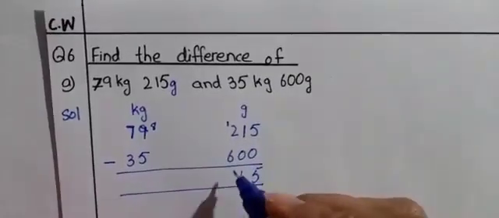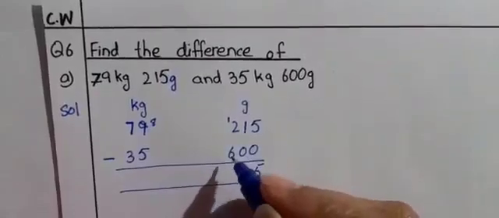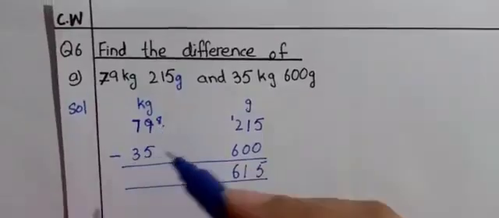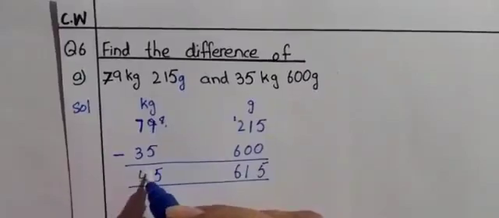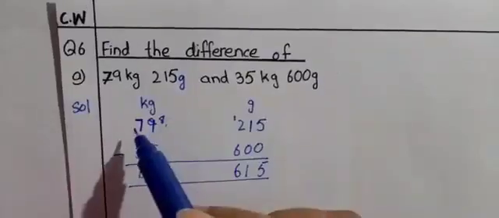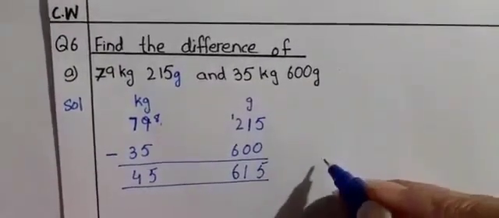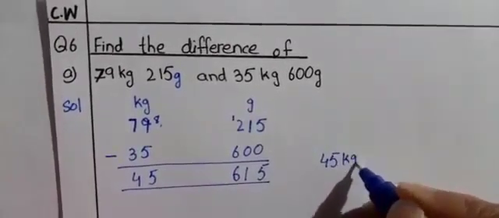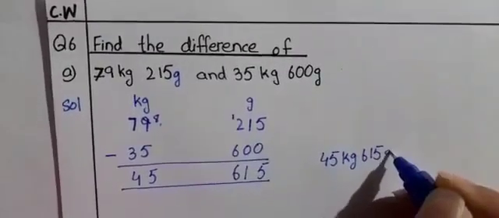It is 12. 12 minus 6 is, when I will subtract 6 from 12, it is 6. Then now it is 8. 8 minus 5 is 5. And 7 minus 3 is 4. So when we subtract 35 kilograms 600 grams from 79 kilograms 215 grams, our answer is 45 kilograms 615 grams. Okay boys?